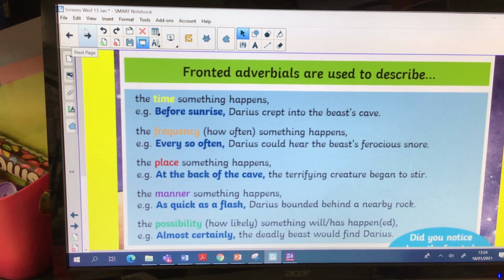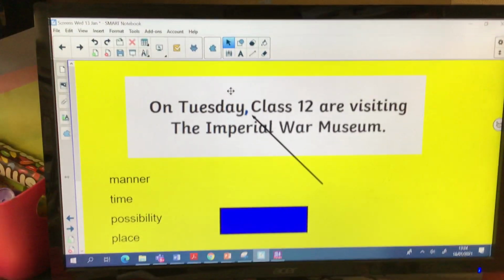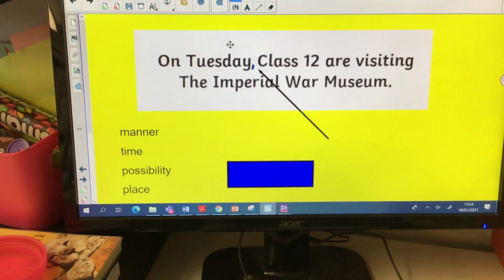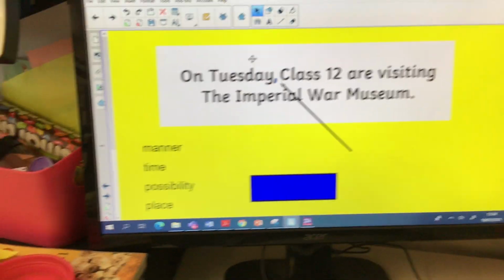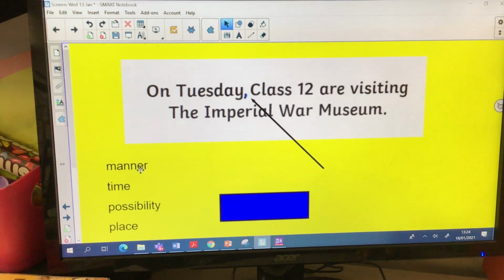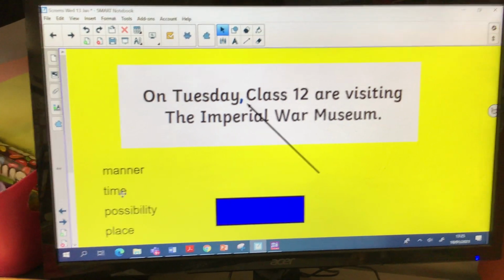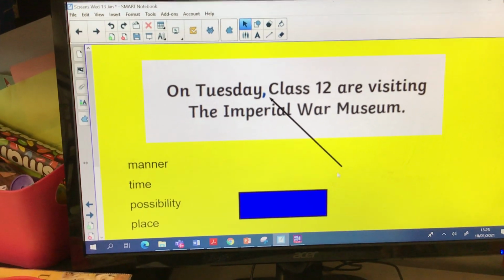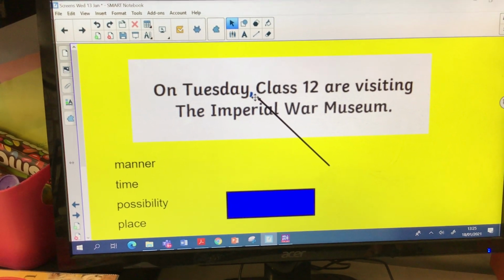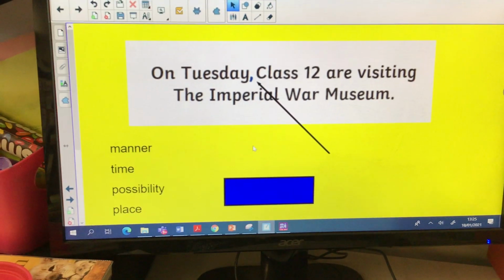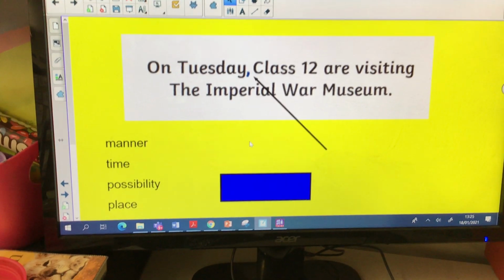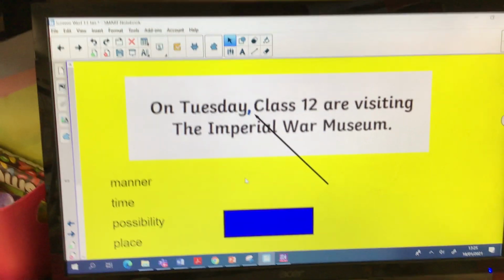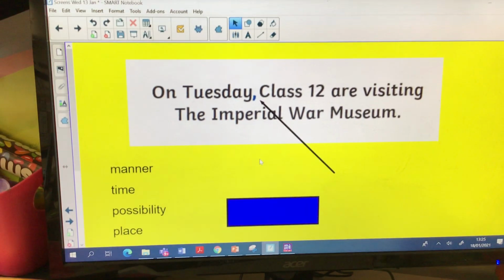Let's look a little bit in more detail at some of them and how they're punctuated, because that's really important. Here's a sentence. I want you at home to work out if the fronted adverbial is telling us about the manner, the time, the possibility, or the place. And you will also notice I've arrowed the comma that comes after the fronted adverbial. That punctuation is really important, children. I'm expecting you to start punctuating these fronted adverbials in the same way.